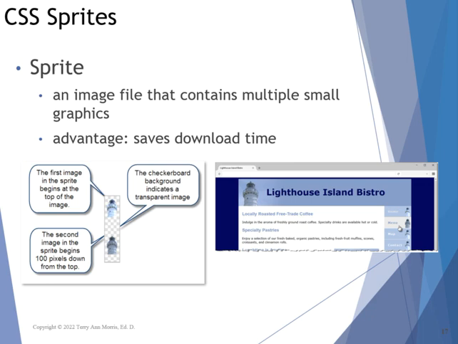CSS sprites. A CSS image sprite is a collection of small graphics that are combined into a single file that can be accessed by an HTML document. It saves download time because web pages with many images can take a long time to load and generate multiple server requests. These images are then referenced in the HTML code and displayed on the website.